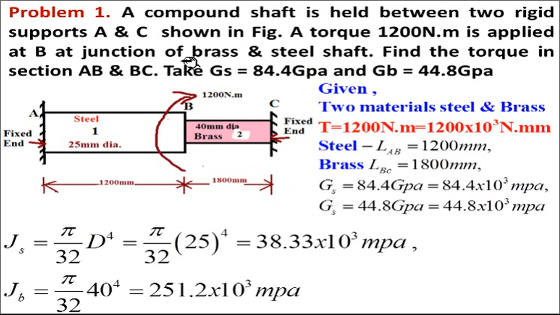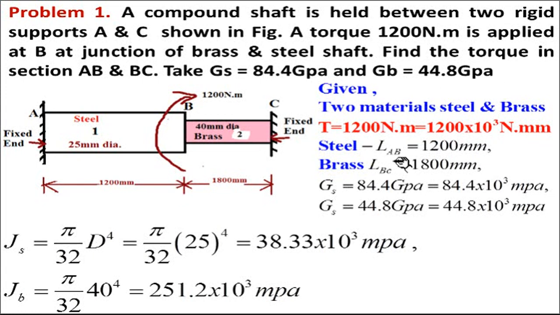A compound shaft is held between two rigid supports A and C. Compound shaft means what? Made up of two members. It is fixed over here. A torque of 1200 Newton meter is applied at B. So at point B, 1200 Newton meter torque is applied at the junction of the brass and steel shaft. Here it is steel material, and this is brass material. At the junction means what? Here. At the junction this torque is acting. Find the torque in section AB, this one, and section BC, this one. Take G's. Modulus of rigidity of steel is 84.4 GPa, and of brass it is 44.8 GPa.